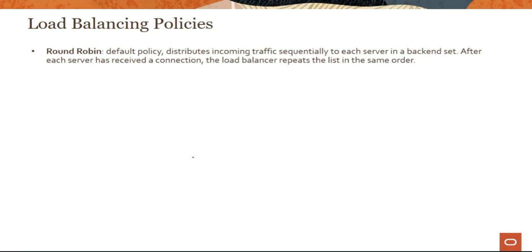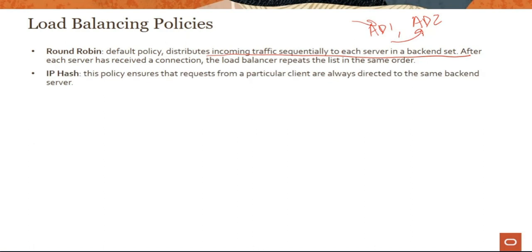So what are these load balancing policies? The first one is round robin. It's pretty straightforward. It's a default policy. It distributes incoming traffic sequentially to each server in a backend set. So if we have a server in 81 and we have a server in 82, the traffic would go sequentially to these servers in a round robin fashion, and this gets repeated.